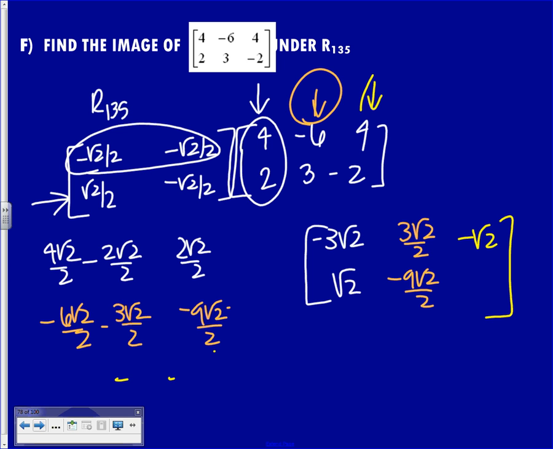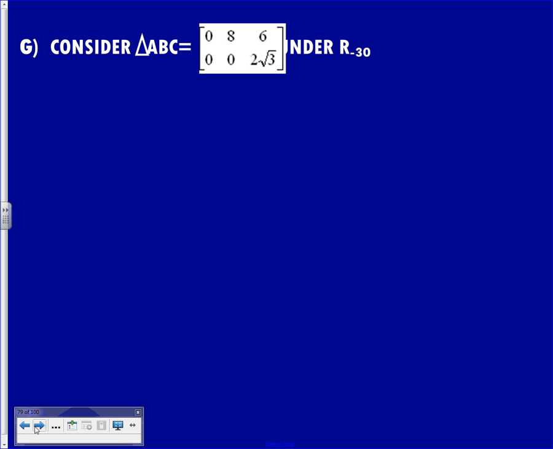And then moving over to my last column here, I've got 4 square roots of 2 over 2 plus 2 square roots of 2 over 2. 4 plus 2 is 6 square roots of 2 over 2, which reduces to 3 square roots of 2. Okay, again, the hardest part here is the algebra, so just be careful here. Okay, and then my last one will say take this triangle and go over a rotation of -30.